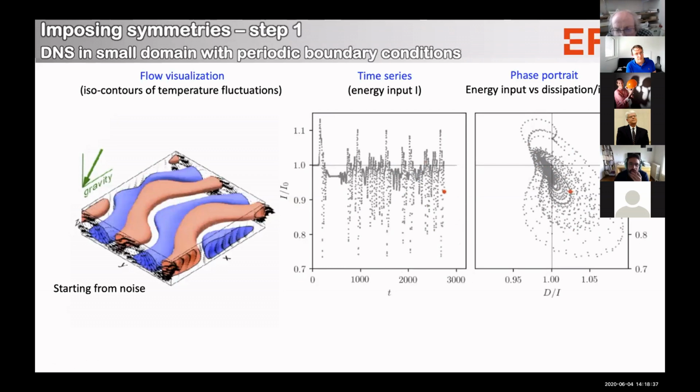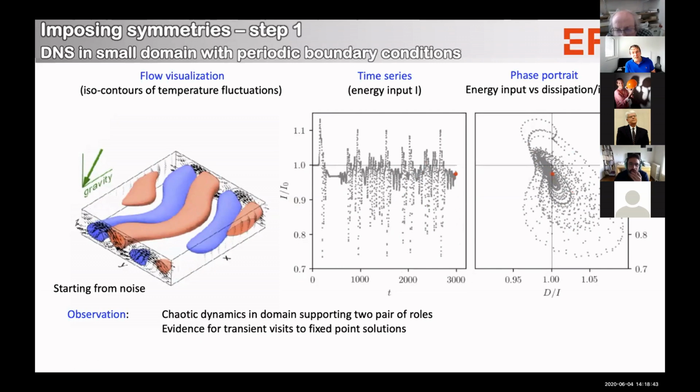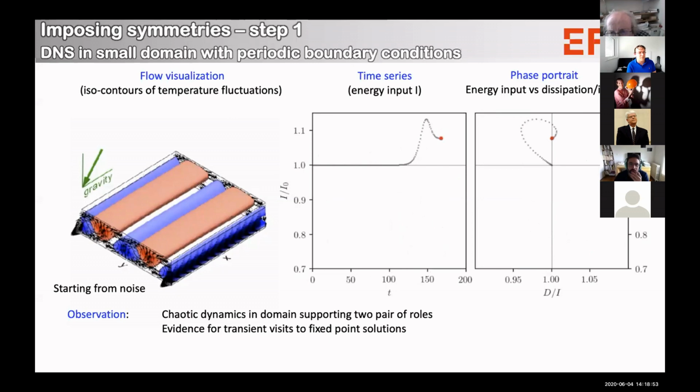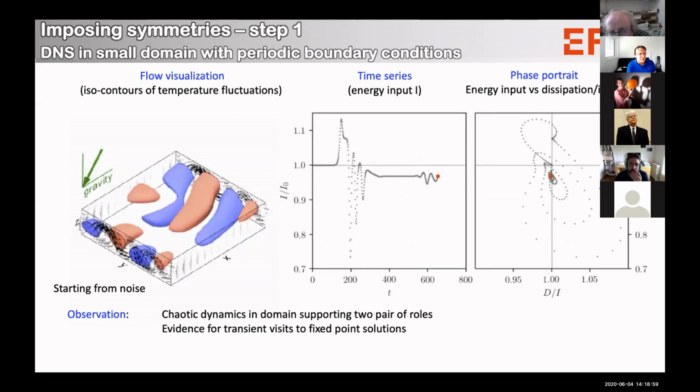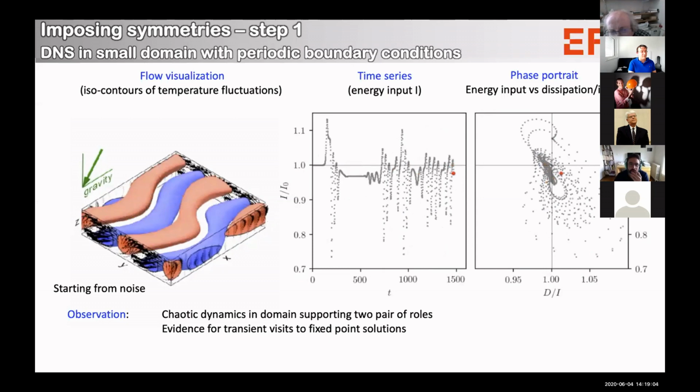But what we have already seen here is first evidence of really transient visits to these fixed point solutions. So maybe I run it again. You start here, it transiently, of course I stopped the video here a little bit, it transiently goes to the longitudinal rolls, then it transiently goes to another fixed point, and then it starts becoming chaotic. So we have first evidence for these transient visits. But we don't have a periodic orbit.